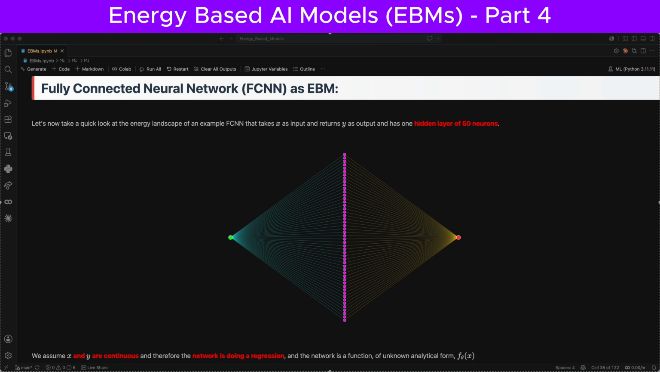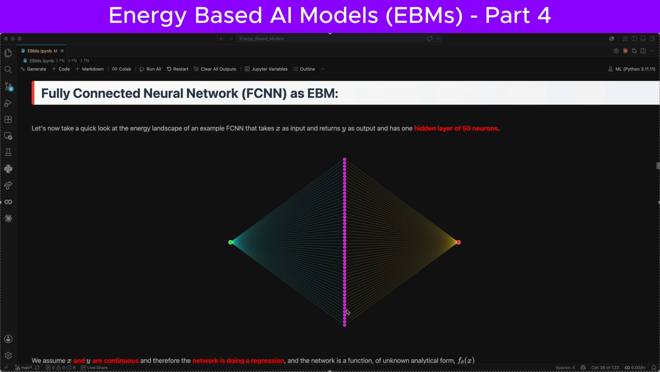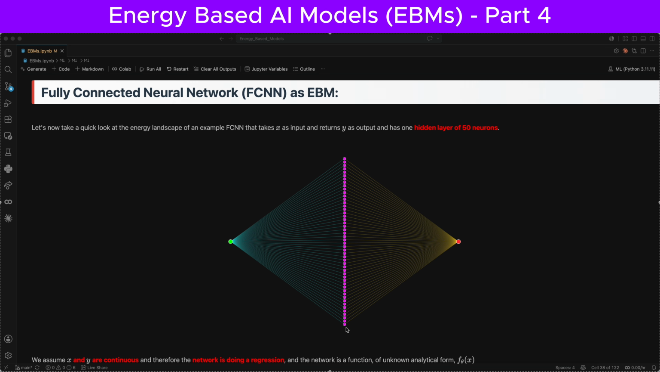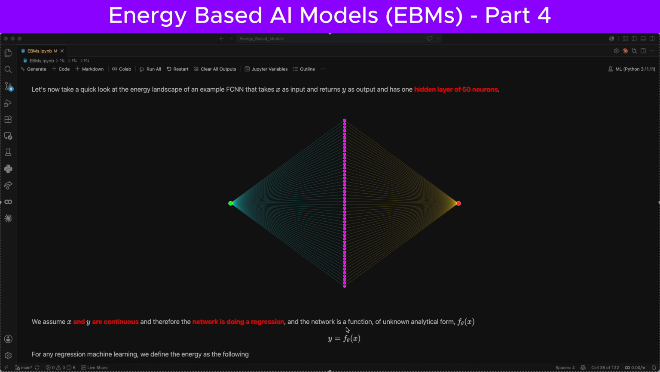We start with a neural net that performs a regression. Before I get into a general architecture with any number of input or output layers, let's work with an example fully connected neural network that has only one input neuron that takes the variable x and has only one output neuron that returns y. We assume both x and y are continuous. Also, we add one hidden layer with 50 neurons. Here, the network is actually acting like an unknown function that we represent as f of theta that takes the input x and returns the value of y.